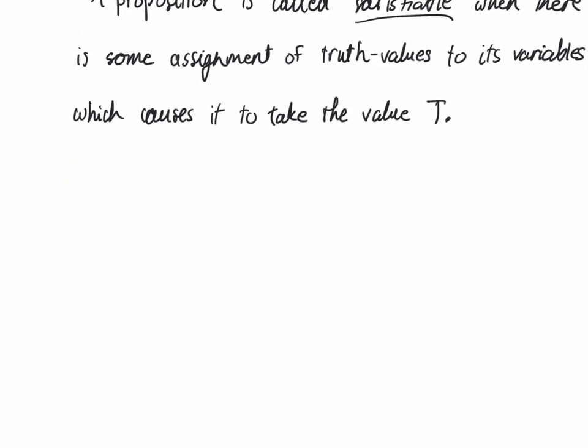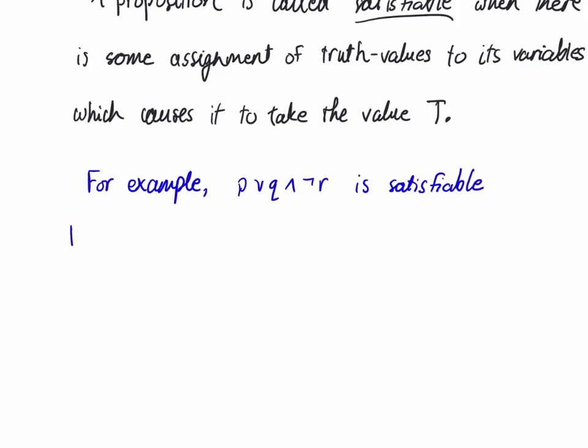So just for a quick demonstration, let's consider the proposition P or Q and not R, and we will show that this proposition is a satisfiable proposition. By the way, note that a proposition is not satisfiable means the same thing as it being a contradiction. A proposition is satisfiable if it is either a tautology or a contingency.